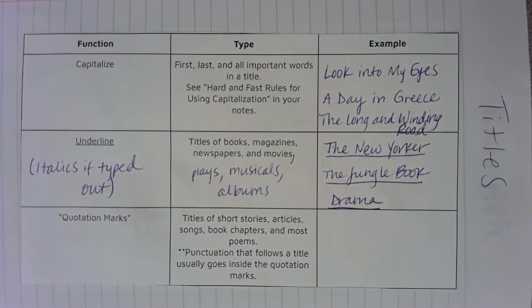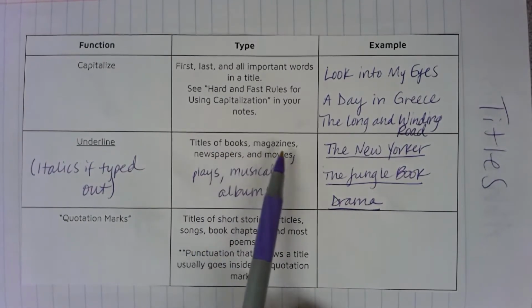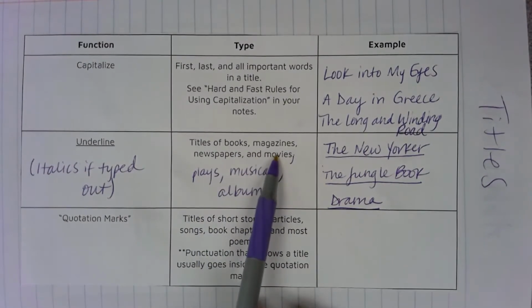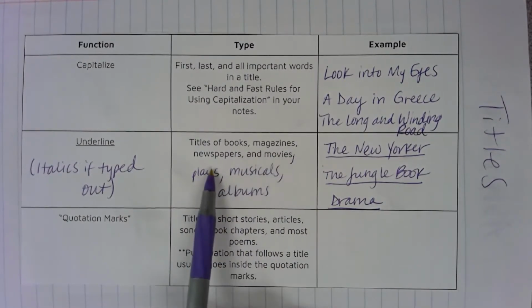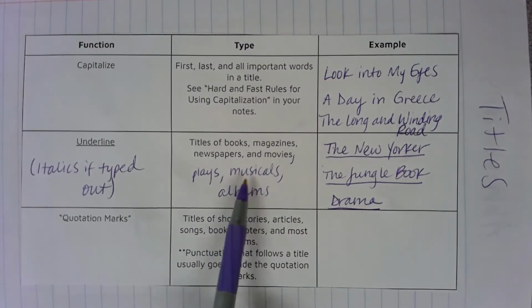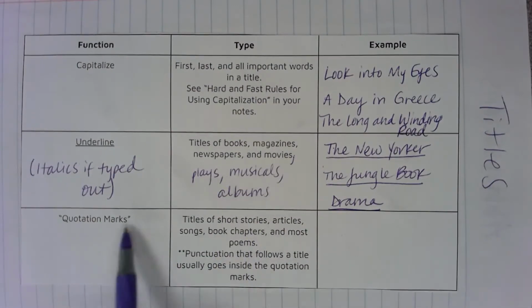Now, these smaller parts of these big publications here. So books have chapter titles, magazines have articles, newspapers have articles, movies have chapter titles, plays have different scenes, musicals have different scenes or acts, and then albums have songs. So all of these have smaller parts to them. The smaller parts we always put in quotation marks.